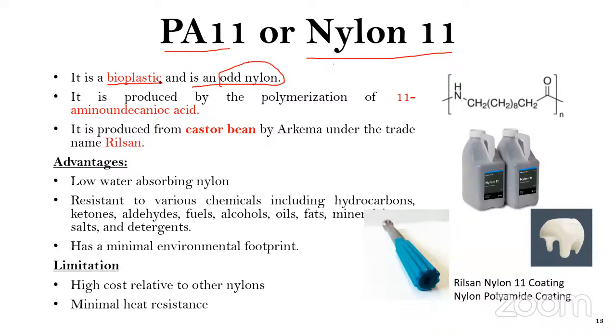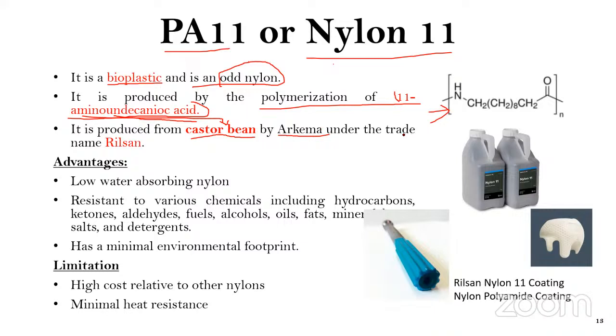They are bioplastic and it is produced by the polymerization of 11-aminoundecanoic acid. It is the monomer from which we get this structure, okay, and that is your nylon 11. And this acid we get from castor beans, the castor oil. From that bean, we extract this aminoundecanoic acid, and this is done by Arkema.